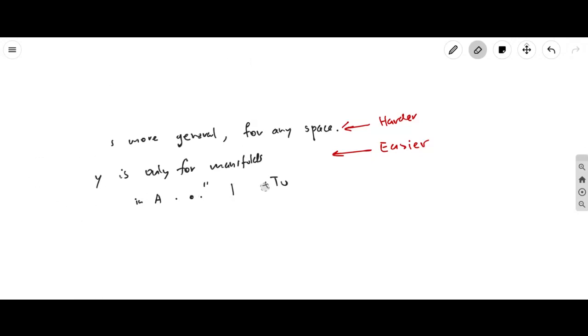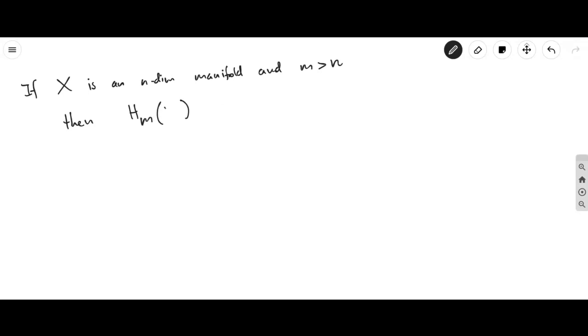So let's say that if X is an n-dimensional manifold and m is greater than n, then the mth homology group of X, your intuition will say it should be equal to 0. Because how many m-dimensional cycles do you have? None. Because the dimension of the cycle exceeds the dimension of the space itself.